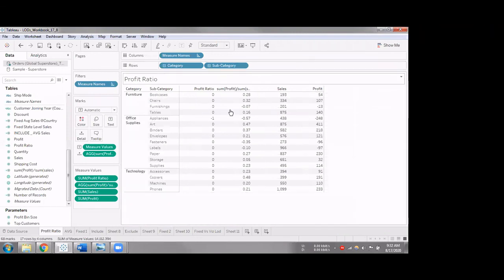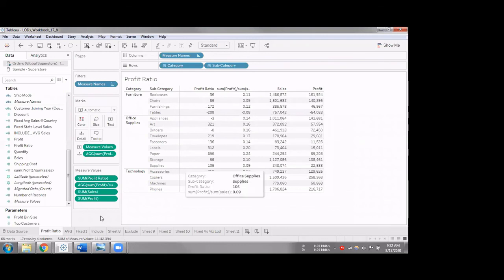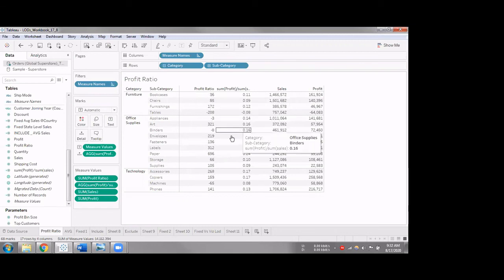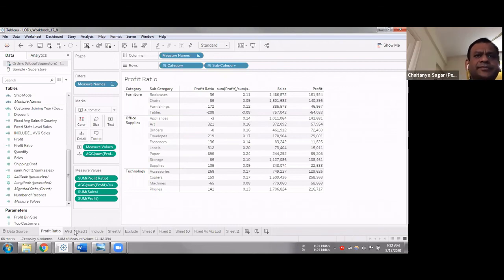So both of them are working at the level of detail of the view only. Yes. By default, whatever calculation you put, if it is aggregated in the calculation itself, it will work at the level of detail of the view. If it's not aggregated, by default Tableau aggregates it, as you can see with the sum here, to the level of detail of the view. Okay, understood.